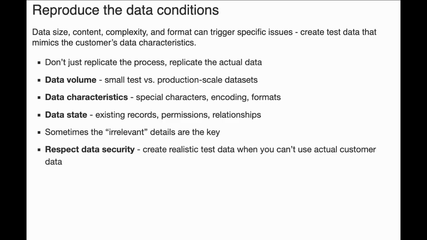Data state, existing records, permissions, relationships. It's not just the data itself, it's the relationships between entities and objects, the specific state or transitions of state. Sometimes the irrelevant details are the key. And respect data security. Create realistic test data when you can't use actual customer data. In most cases, you can't just copy production data, but you can create realistic test data that matches their patterns. Try to determine their data requirements based on the points above and replicate those patterns safely.